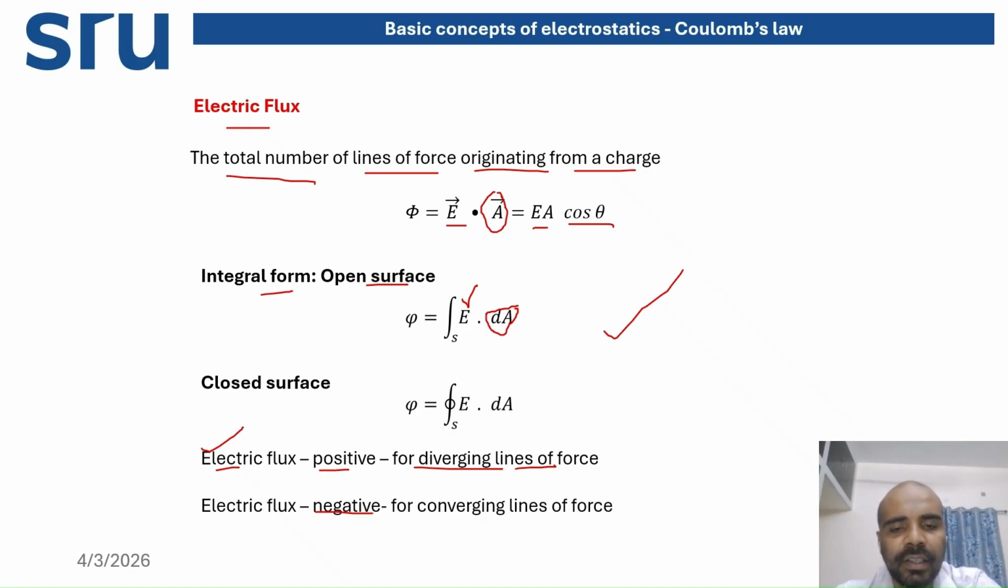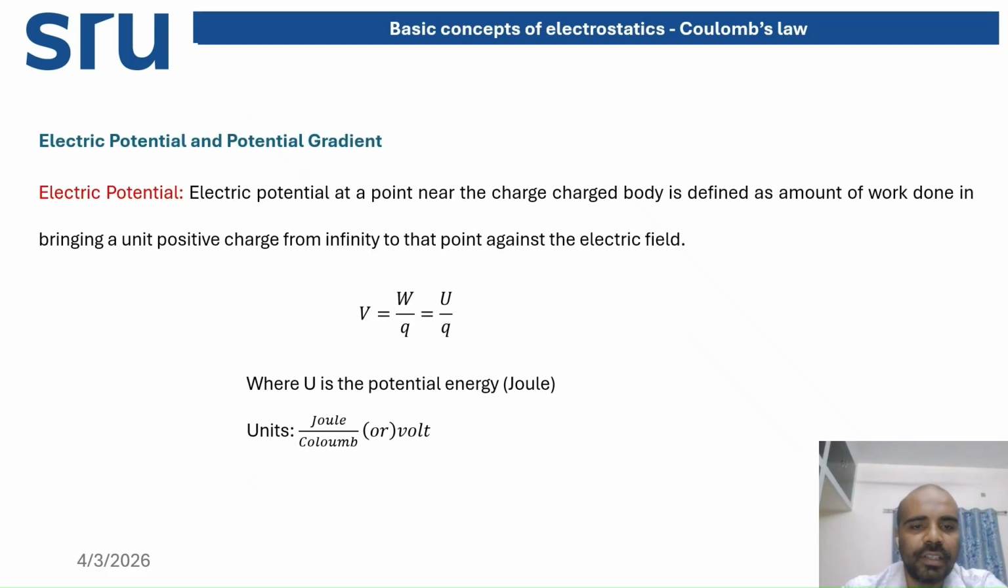Right? And if the lines of force are diverging, then electric flux is positive in nature, and if the lines of force are converging, then the electric flux is negative in nature. So hope it is clear now. So now move to the next slide.